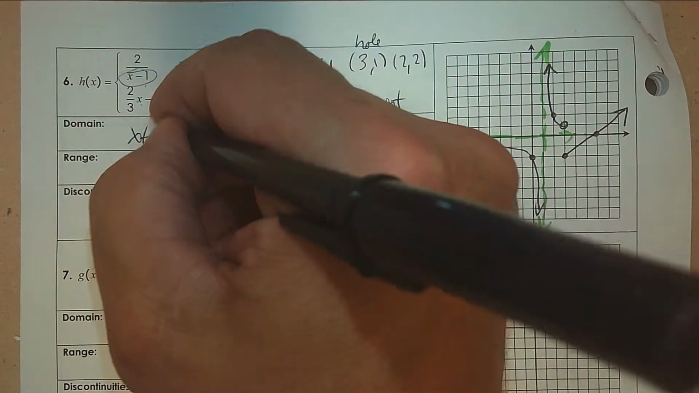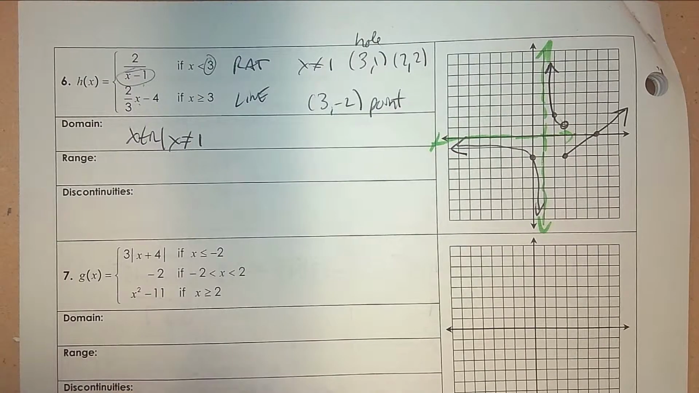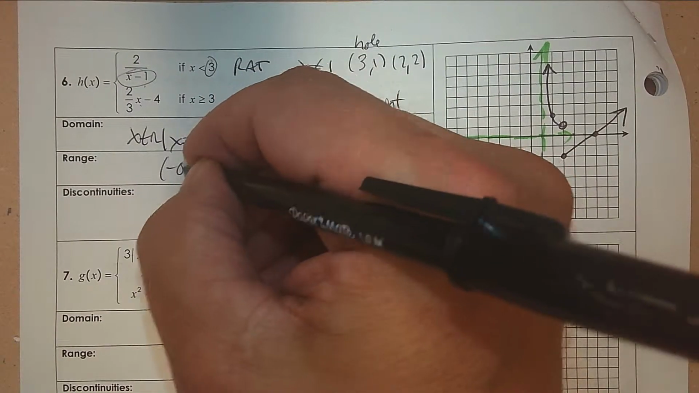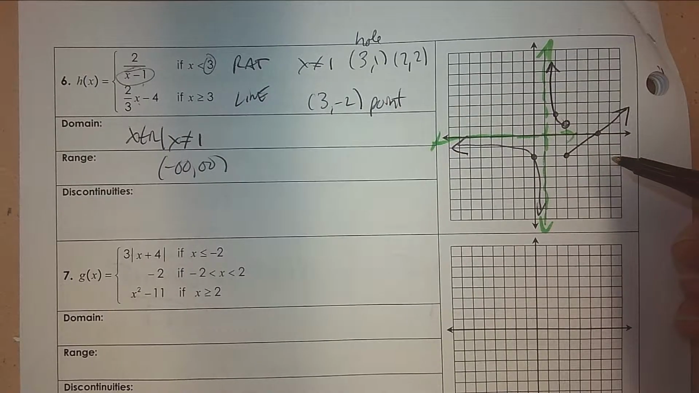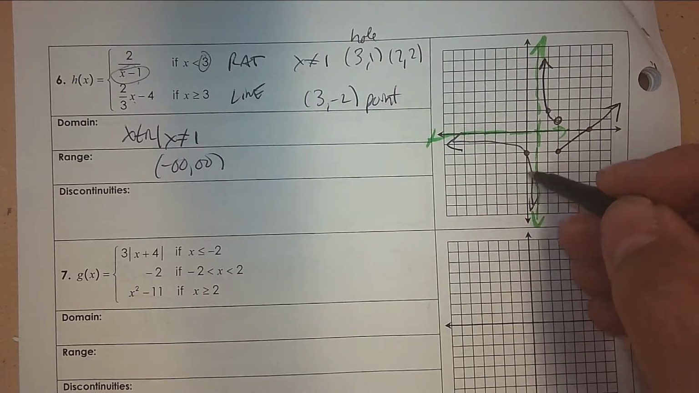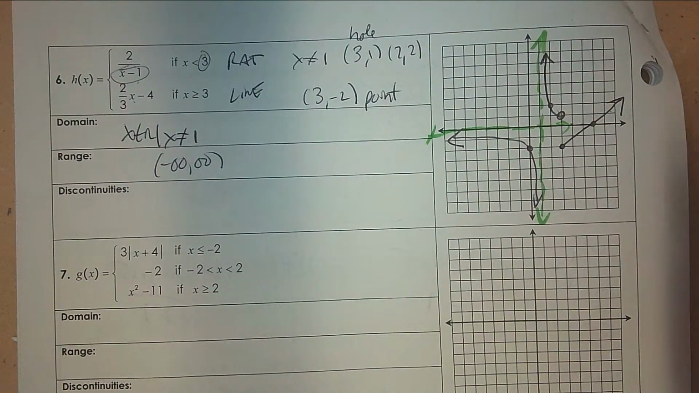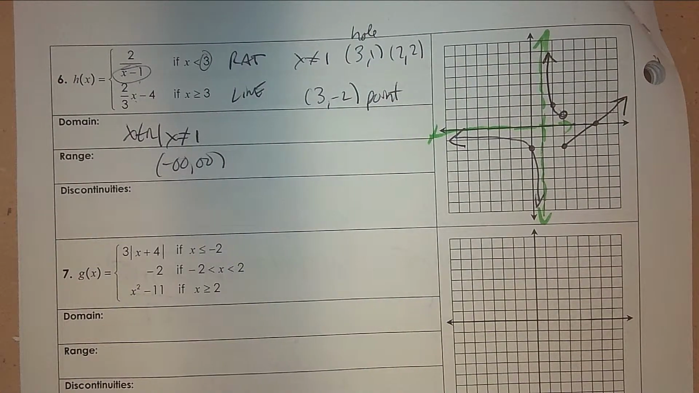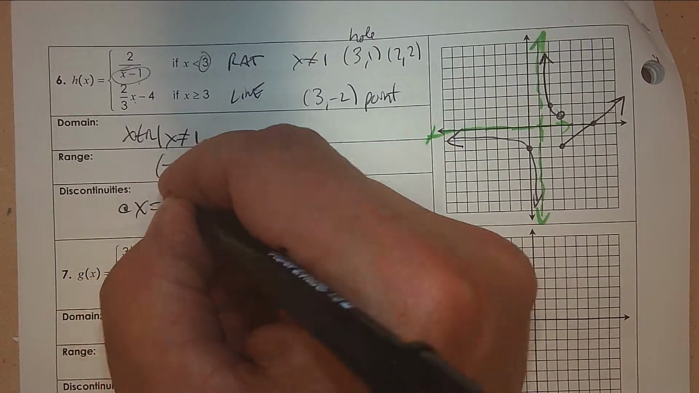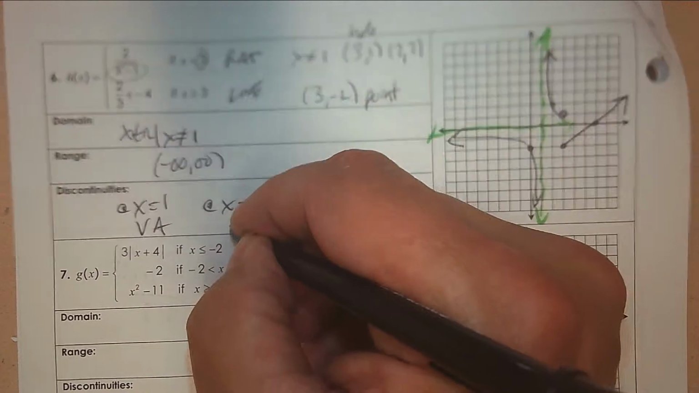The domain is all real numbers, but x cannot equal positive 1. The range is all real numbers. So when you think of the line and include the rational part, it goes forever, top to bottom, just the pieces put together. Is there a discontinuity? There's 2 of them. So at x equals 1, there's a vertical asymptote. And at x equals 3, we have a jump.